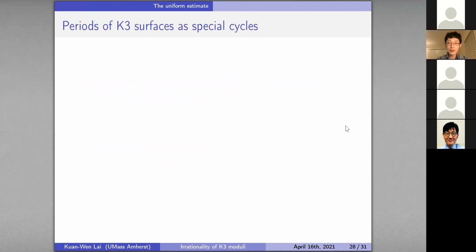Okay. So remember, our goal is to estimate the irrationality of the moduli space of K3 surfaces in a uniform way. So I just gave you an estimate on the irrationality of special cycles. Now I want to tell you how to realize the moduli space of K3 as the special cycles.